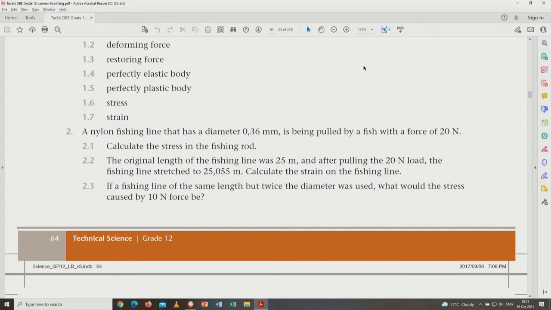It's being pulled by a fish with a force of 20. So the force is 20 newtons. Question 2.1 requires you to calculate the stress.